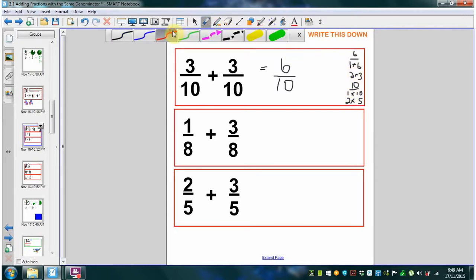I'm just going to change my marker. So divide by 2 and divide our bottom by 2. So what does that give us? 6 divided by 2 is 3, and 10 divided by 2 is 5. So this is our simplified answer.